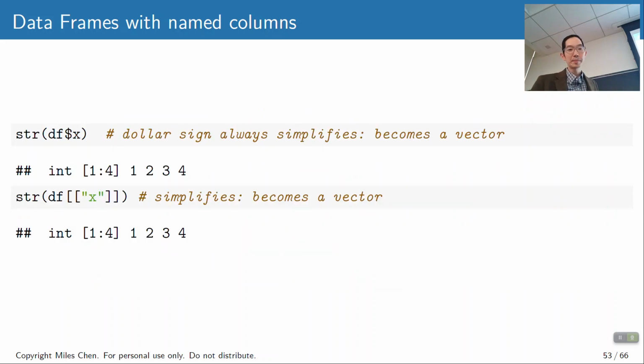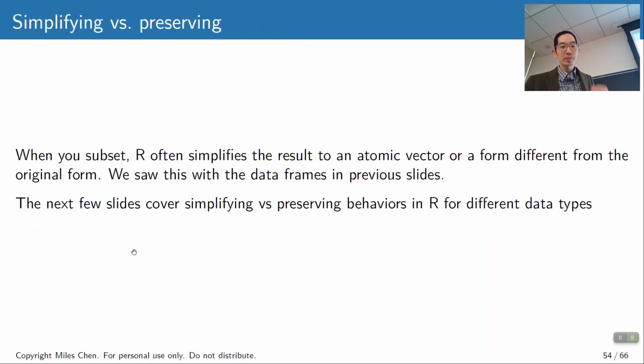So that's what we have. If you do the $ sign, it simplifies, and if you do double square bracket, it simplifies to the vectors. We know this, right? It's actually not simplifying; it's just extracting. It's extracting that vector.